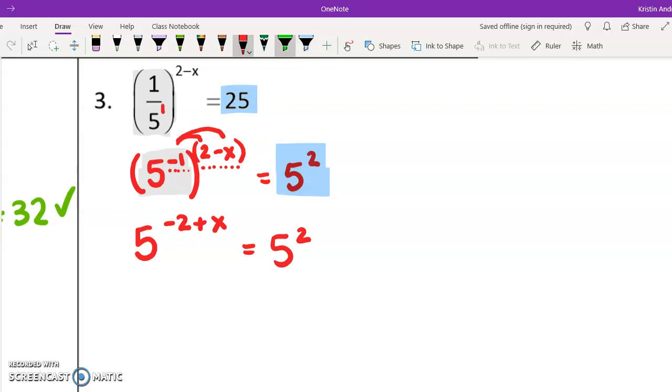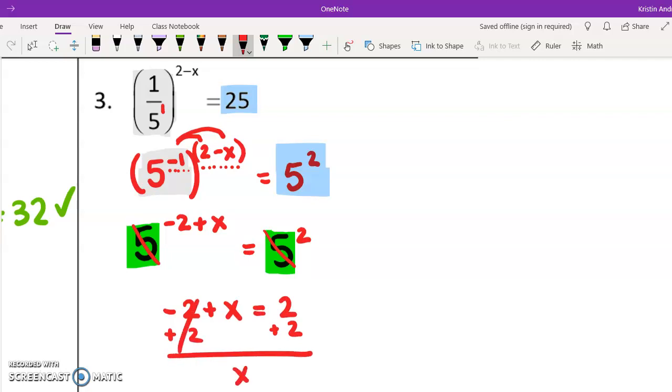Now that the bases match each other, these two are the same. I can cross those out, and -2 plus x equals 2. Solve your equation for x, and you get x equals 4.